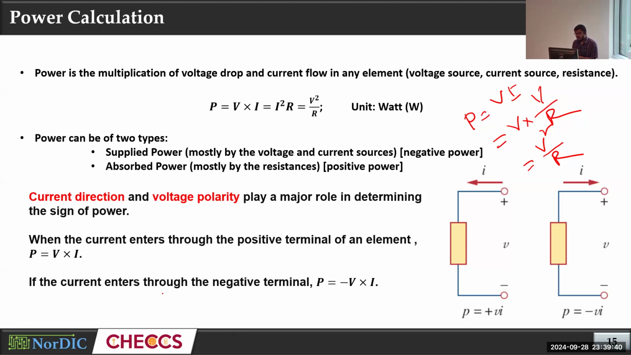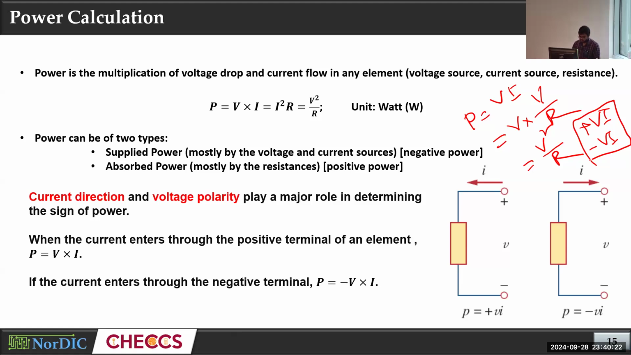Okay, so supplied power is always negative, and absorbed power is always positive. Why is that? That's the convention, the way of calculating power. Now, based on that, we have two equations, right? Plus VI and negative VI. So how should we know when we use positive voltage times current or negative voltage times current? For that, we need to look at the polarity of the voltage and the direction of the current, because power is nothing but voltage and current. So the polarity of voltage and direction of current is important here.